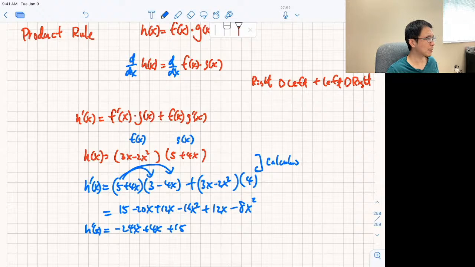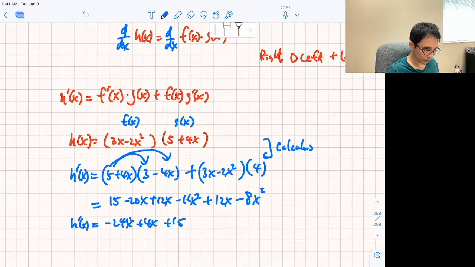Am I going too fast? No? I have a question. Where does the 5 go? Yeah, because when you find h prime, it becomes a 4 instead of 5 plus 4x. Okay, the derivative of 5 is 0. The derivative of any number is automatically 0. Questions?